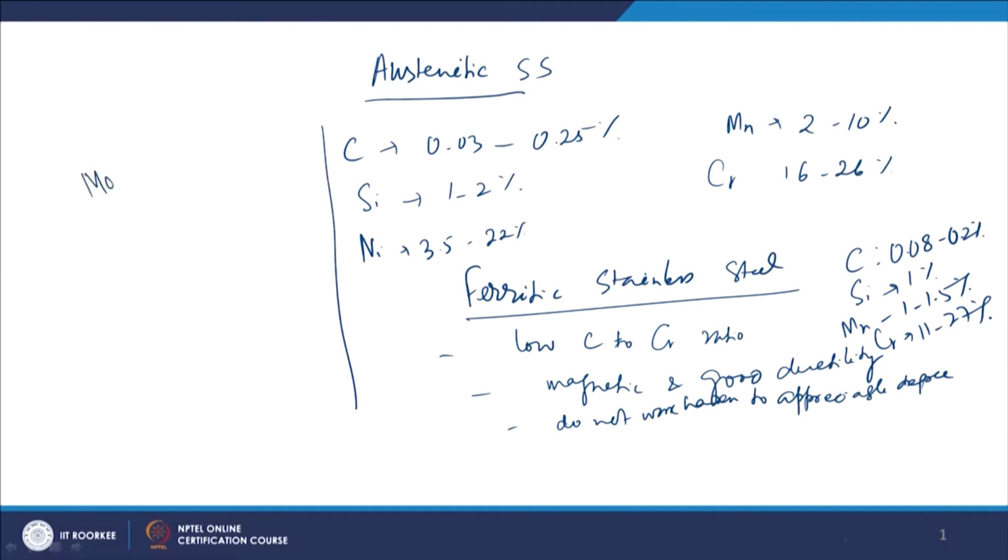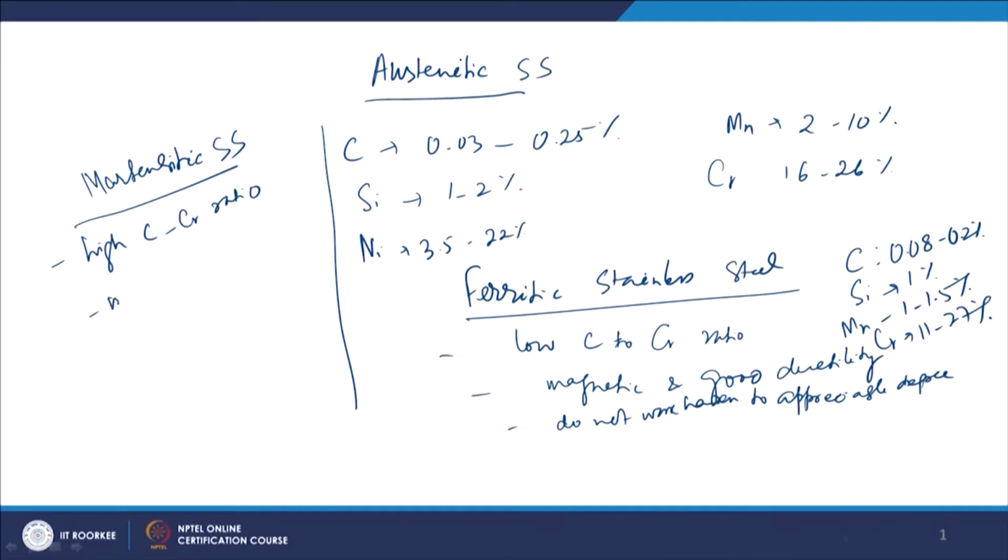Then if you come to the martensitic stainless steel, again as the name indicates, it will be having the martensitic microstructure. That is why they are known as the martensitic stainless steel. Then they have the high carbon to chromium ratio. So, they are the hardenable type of material, and they can be hardened by the heat treatment process because of the high carbon to chromium ratio.